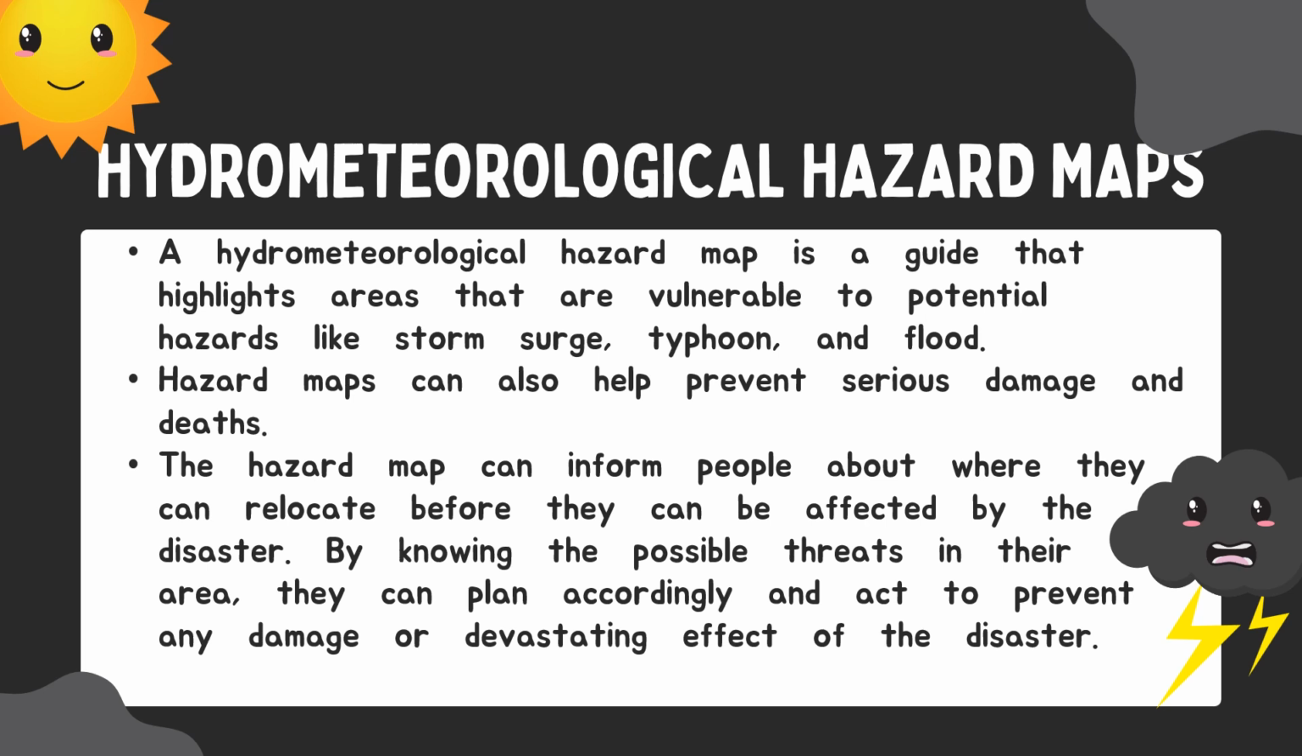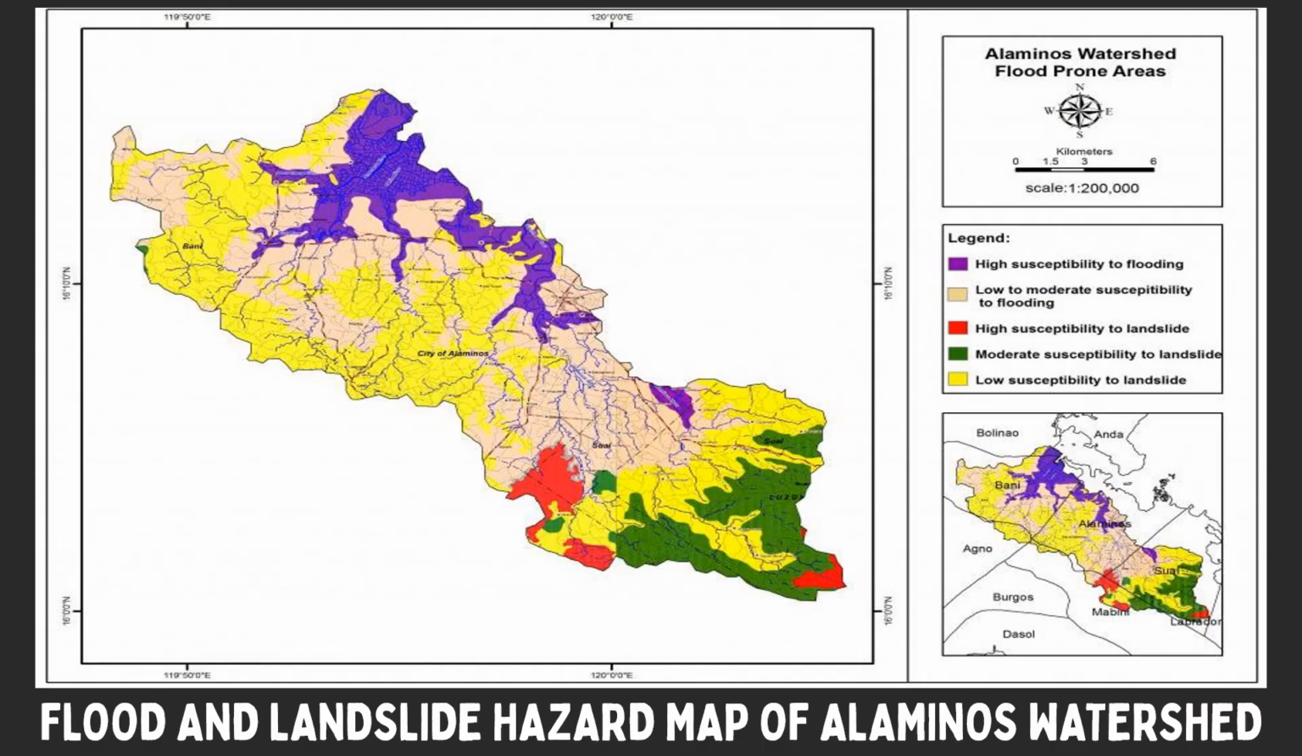The hazard map can also raise awareness, information, and education to a community about where they can relocate before they are affected by the disaster. By simply knowing the possible threats in their area, they can plan accordingly and act to prevent any damage or devastating effect of a disaster.